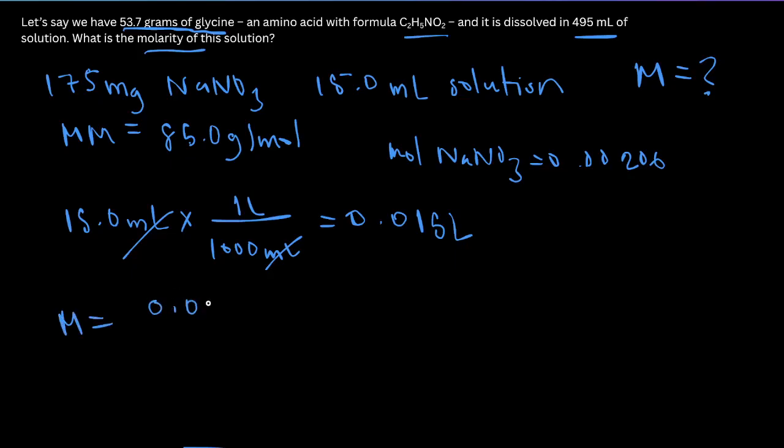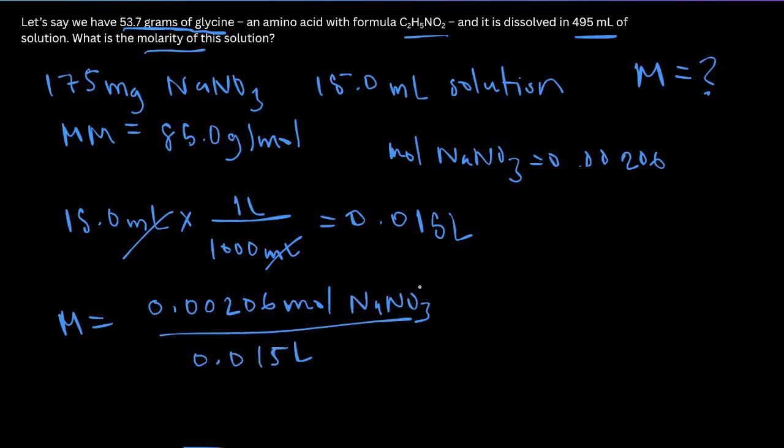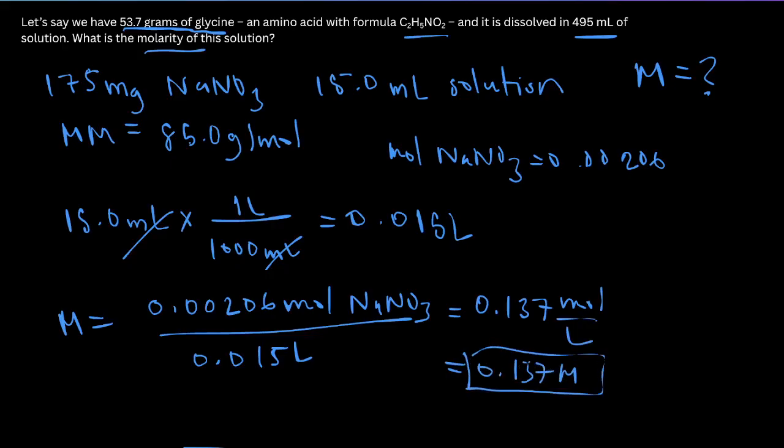Okay, now, just the very last step, putting it all together. We take our 0.00206 moles of NaNO3 divided by 0.015 liters, giving us an answer of 0.137 moles per liter, or 0.137 molar solution. Okay, always just keep track of your zeros. Make sure you're not adding too many or too few. That's another unnecessary, inadvertent way to lose points.